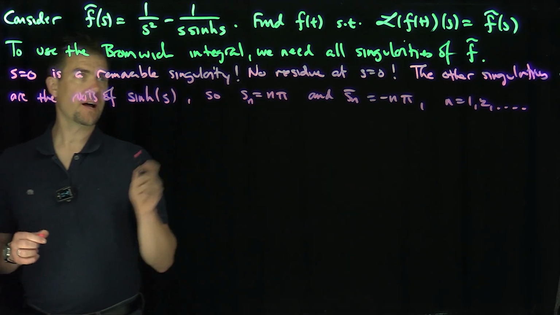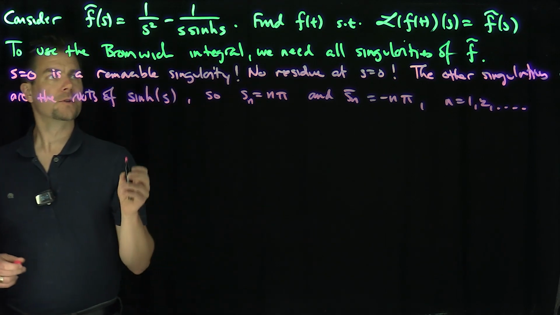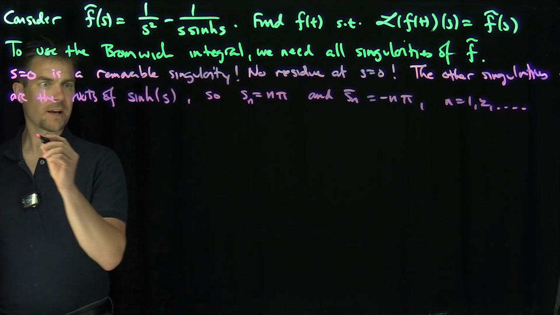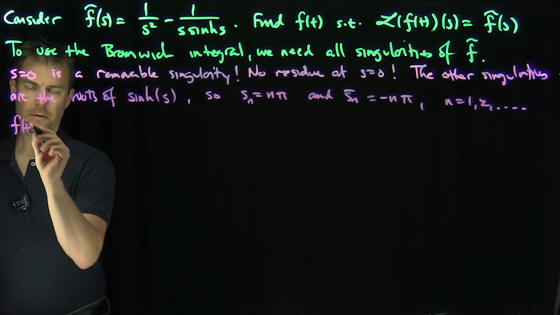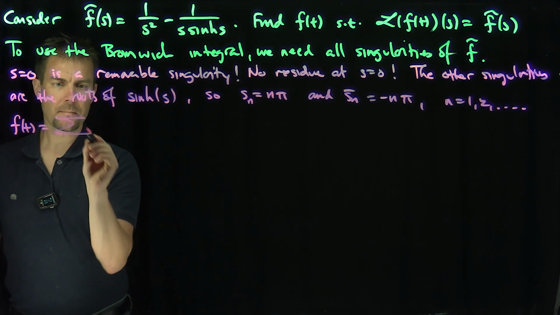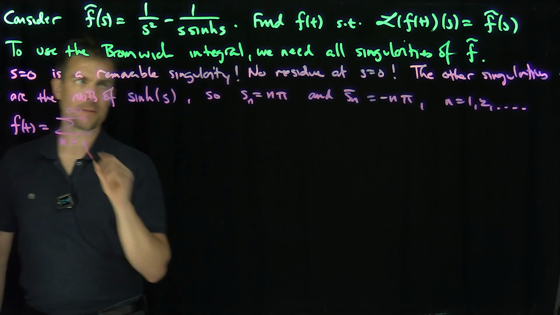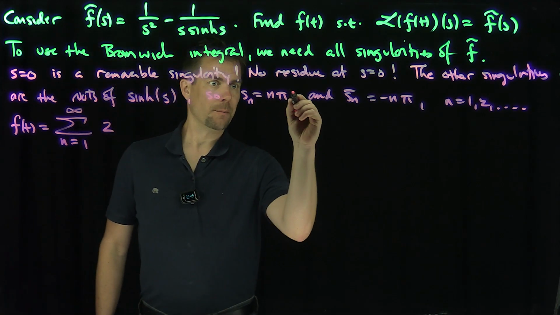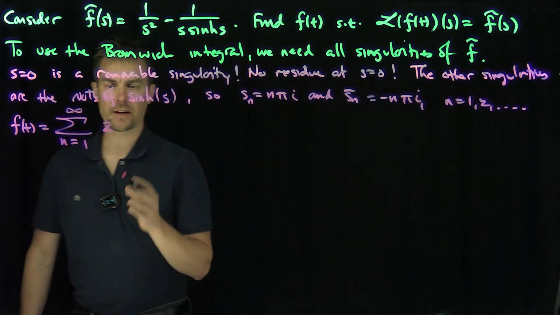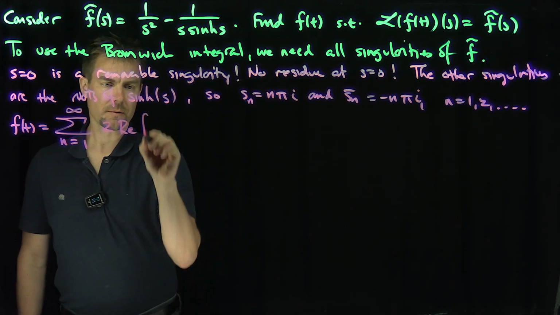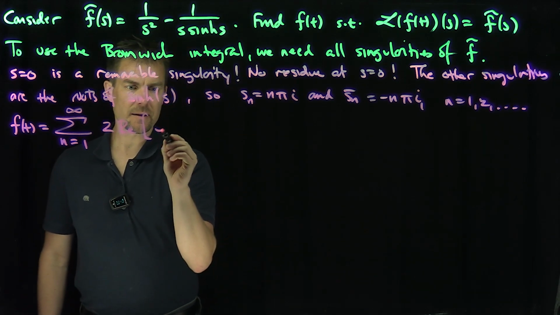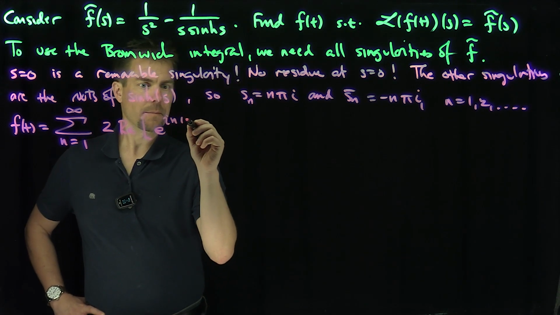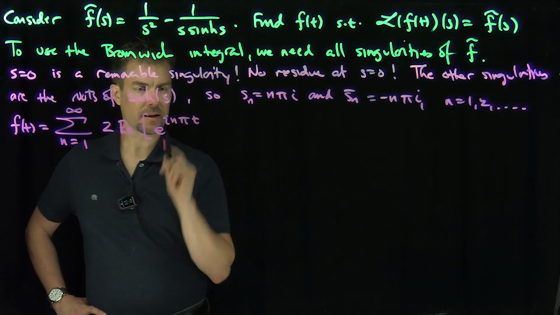And so now what's the idea? The idea now is to compute these residues. We have something that's exactly of the right form that we want. So f of t is going to be the sum, n goes from 1 to infinity. Since I know the structure of these poles, it's going to be twice the real part, as we've seen in previous videos, multiplied by i because I put sinh instead of sine, of e to the i n pi t.